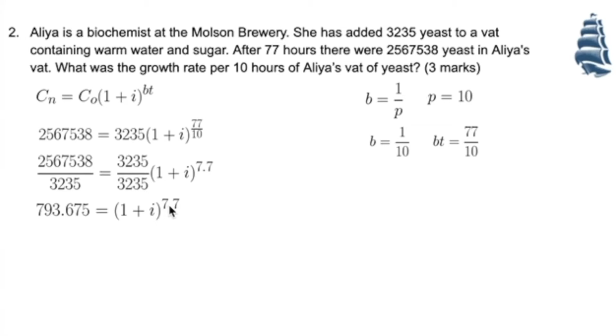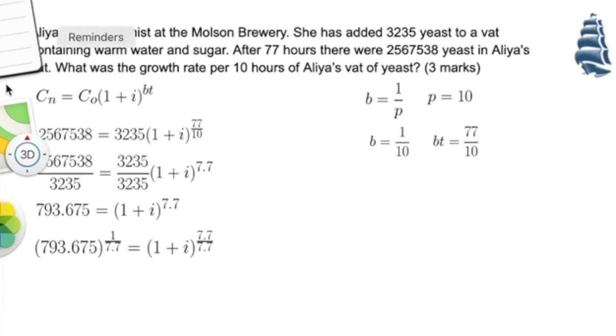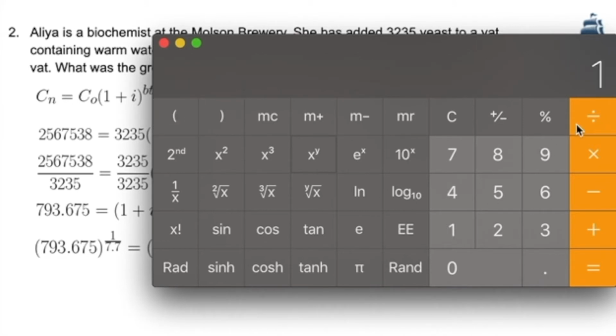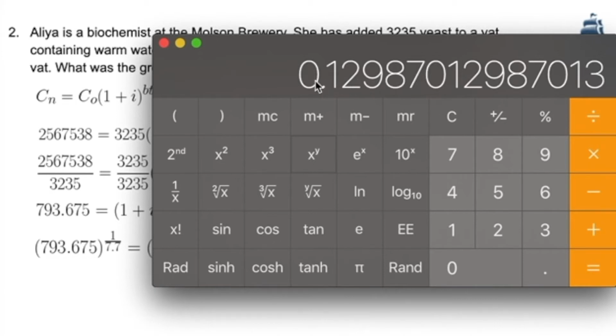I want to get rid of the 7.7. I'm going to divide this 7.7 by 7.7. So I'm raising the right-hand side to the 1 over 7.7. If I do that to the right-hand side, I also have to do that to the left-hand side. We get 1 over 7.7. These 7.7s are going to cancel and it's gone. We get the 7.7th root of 793.675. I'm going to do that on my calculator. We end up with that number to the power of, open brackets, 1 divided by 7.7, close the brackets, and that is 1 over 7.7.